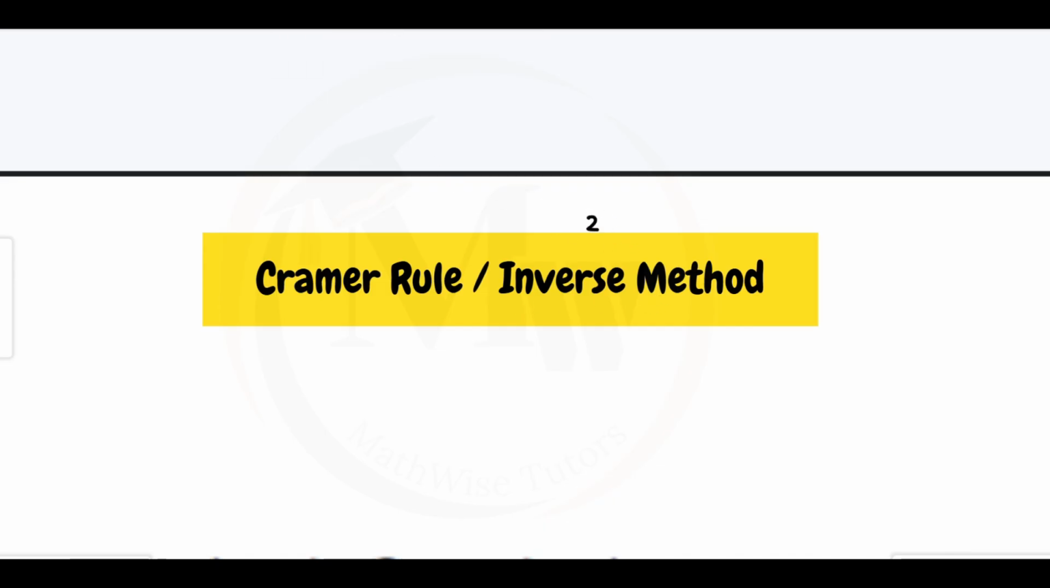So if you have a 2 by 2 matrix, you can go to the inverse method, which is easy for finding the inverse and adjoint. And if you have a 3 by 3 matrix, you can simply go to the Cramer rule because it will be easier than the inverse method for a 3 by 3 matrix. Let's discuss what the Cramer rule is and how we use it to find the unknown variable matrix.